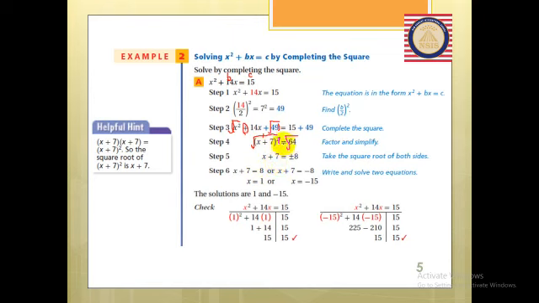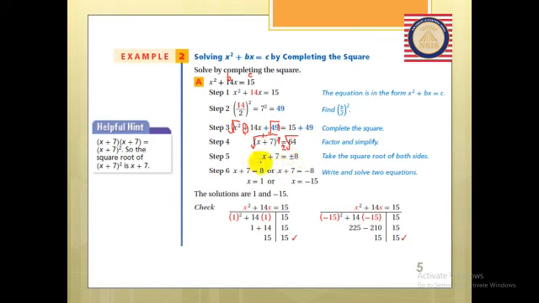And don't forget, on the other side, it will be plus and minus. If I have a power 2 and I'm going to take the square root, don't forget the plus and minus. Very good. So, x plus 7 equals plus or minus 8.